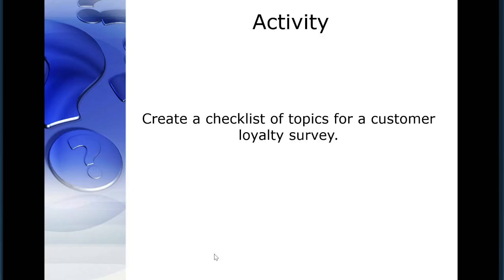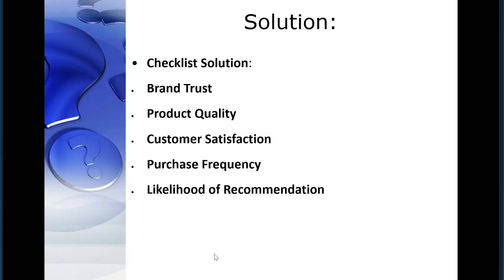You can create a checklist of topics for a consumer loyalty survey. It is an example. Now the checklist solution could be, you can make pointers like brand trust, product quality, customer satisfaction, purchase frequency, likelihood of recommendation. So these topics are central to understanding the factors influencing customer loyalty, covering both attitudinal and behavioral dimensions.